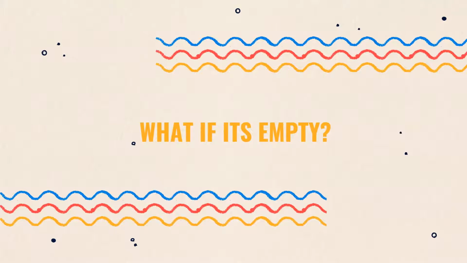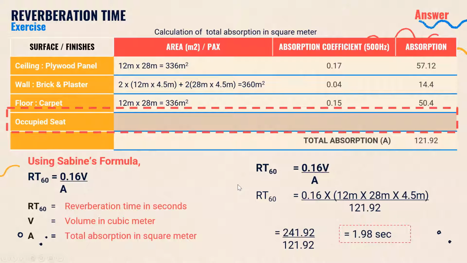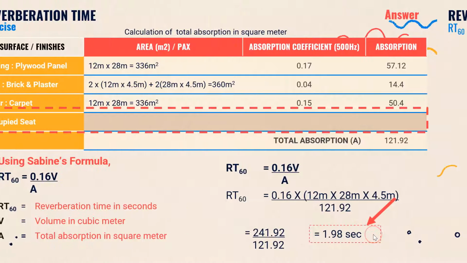But what if it is empty? So just now it was 1.75. If it's empty, I already deleted this, so it's 1.98 second. So remember the number, okay, 1.75 or 1.98, and the space is for office. Okay, so let's see whether it's suitable for office.